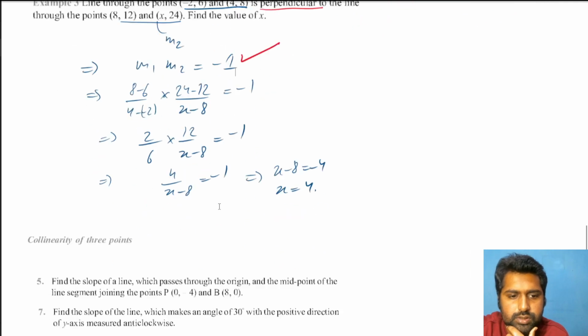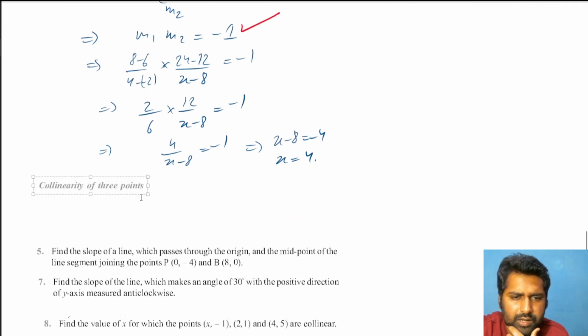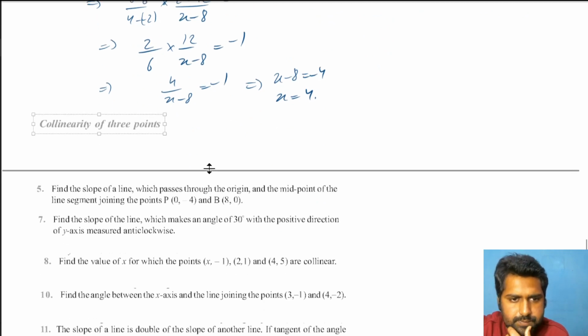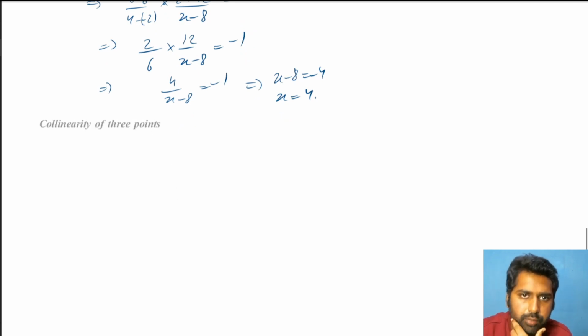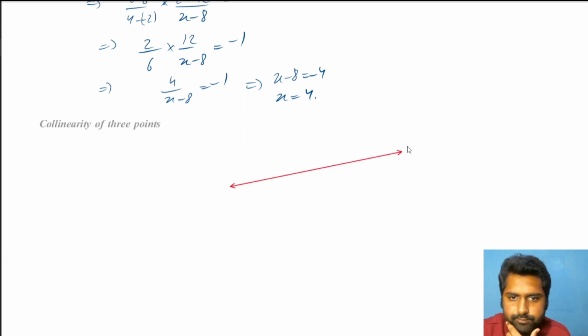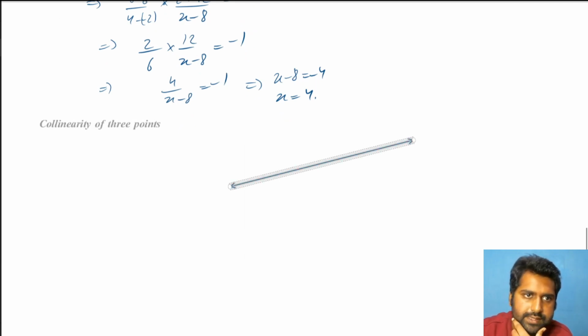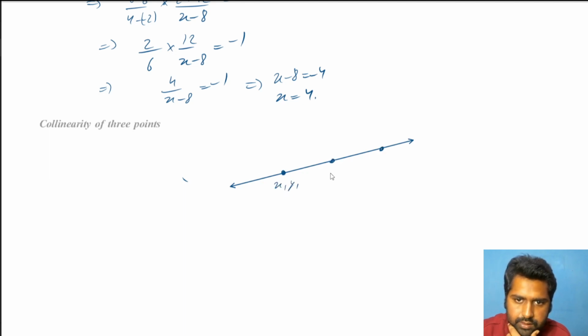All right. Let's look at the last point for this, and then we'll be dealing with the questions. A lot of questions are there. Collinearity of 3 points means the 3 points should lie on a straight line. Okay. So let's say there are 3 points: x1, y1, x2, y2, x3, y3. Let's name the points A, B, C.